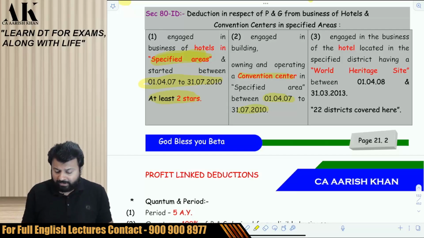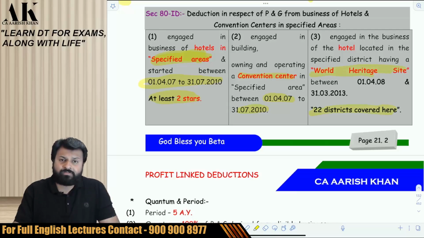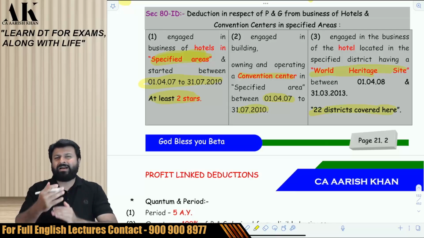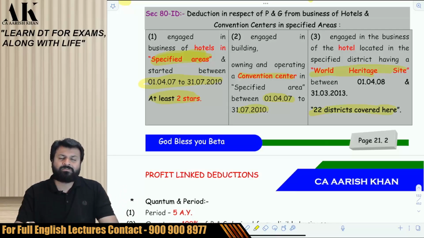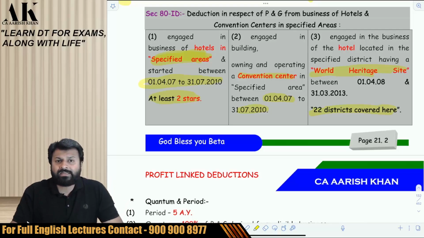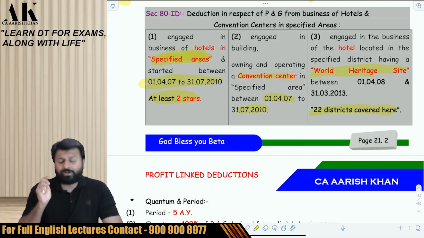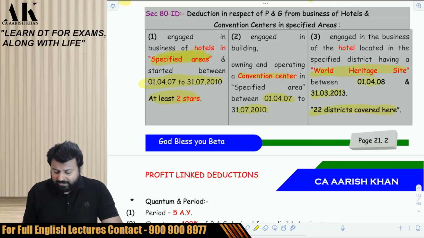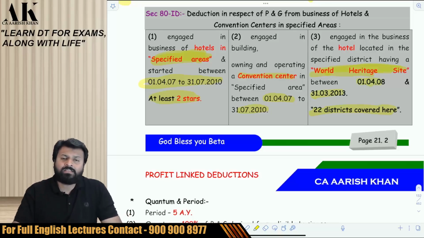Or if you open a hotel in 22 districts which are considered as World Heritage Site by the Government of India. So government has listed down like Agra, like Hyderabad, like certain other cities of this country. The government has listed 22 districts which are considered as World Heritage Site. So if you open a hotel between this period to this period in the World Heritage Site areas, then you will again get a deduction.